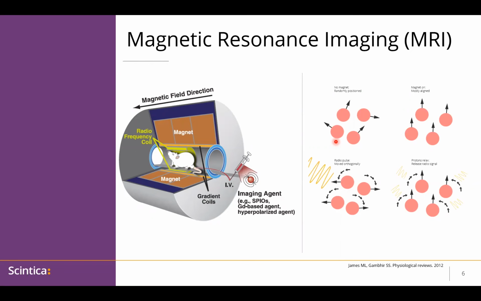So outside of the magnet, the protons are going to align in a random orientation. However, once we put the imaging subject into the MRI system inside the static magnetic field, they're all going to align in line with that magnetic field. And then what we're going to do is use the gradients and the RF coils to apply a pulse of energy, an RF pulse, and that will cause the protons to move out of alignment in a very specific way.